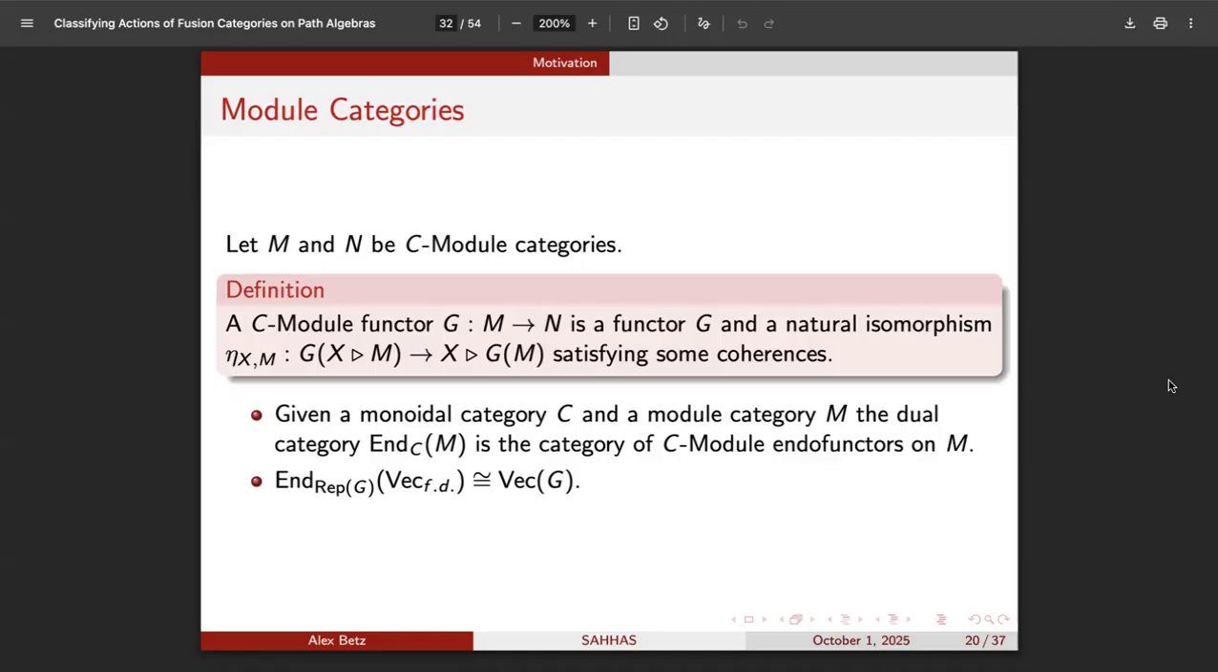And it turns out that the category of C module endofunctors will be, depending on what kind of module category you have, at least a monoidal category, sometimes a fusion category. In particular, given that Vec is a Rep G module category, the Rep G module endofunctors of this example is this category Vec G, kind of tying the two group categories together in some natural way.